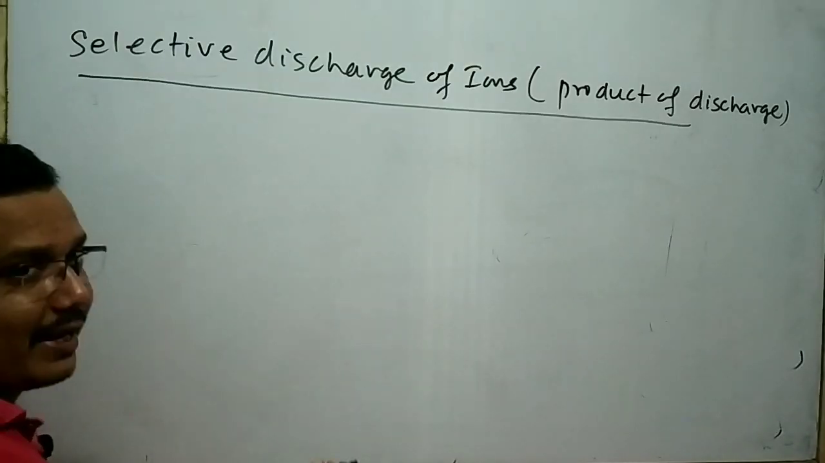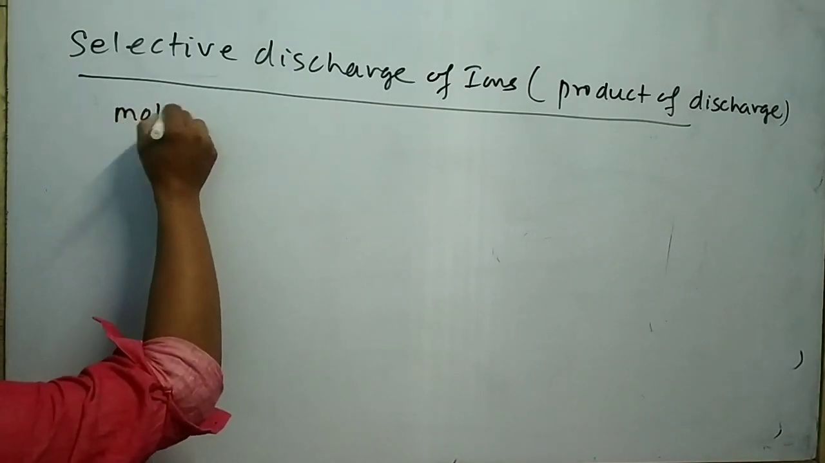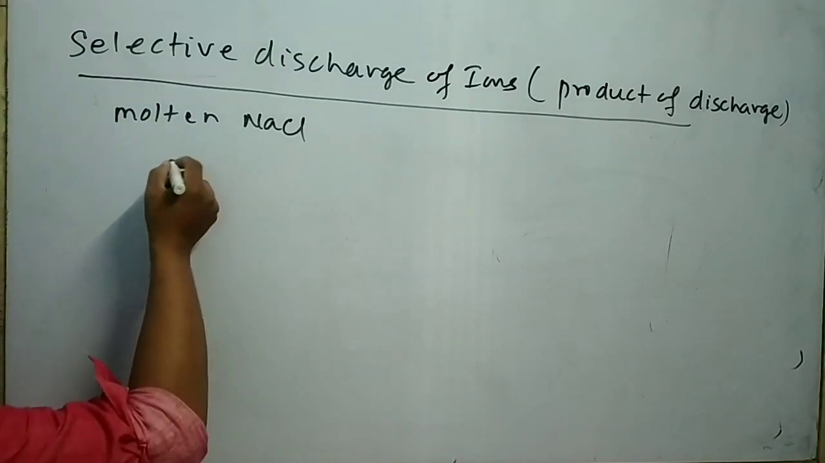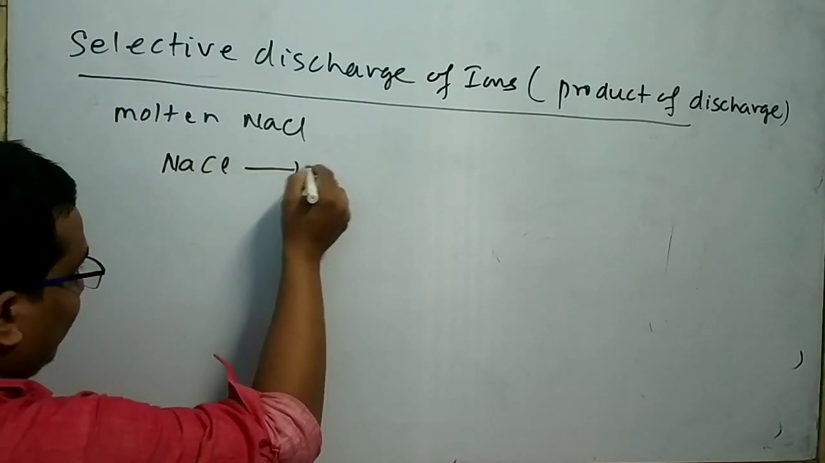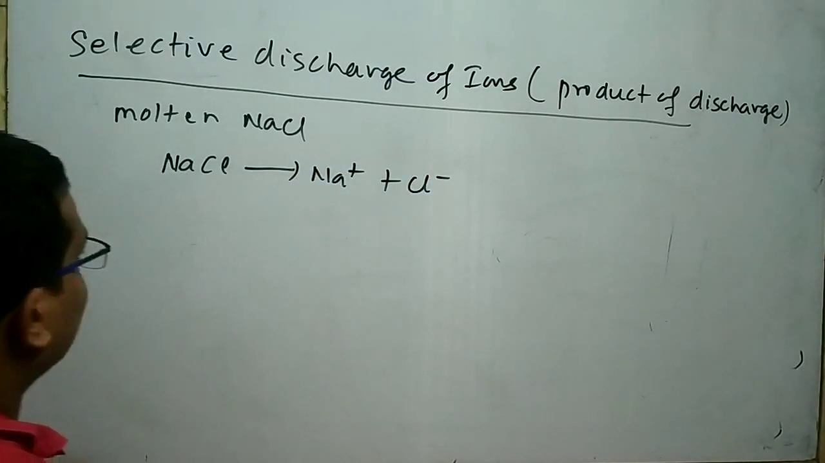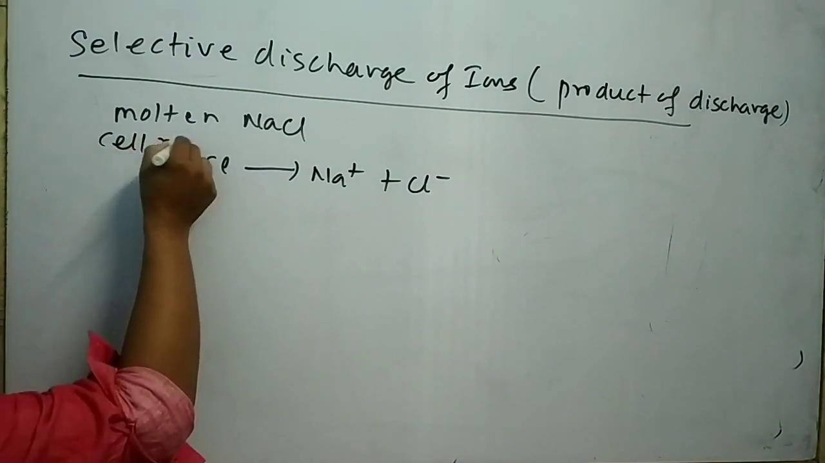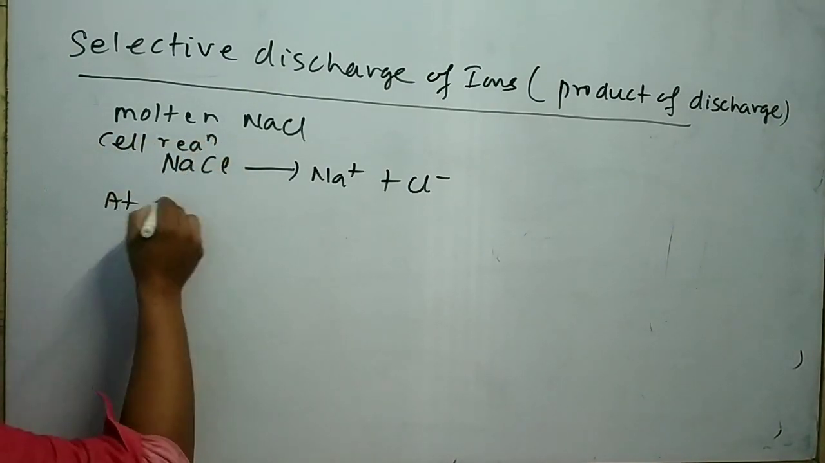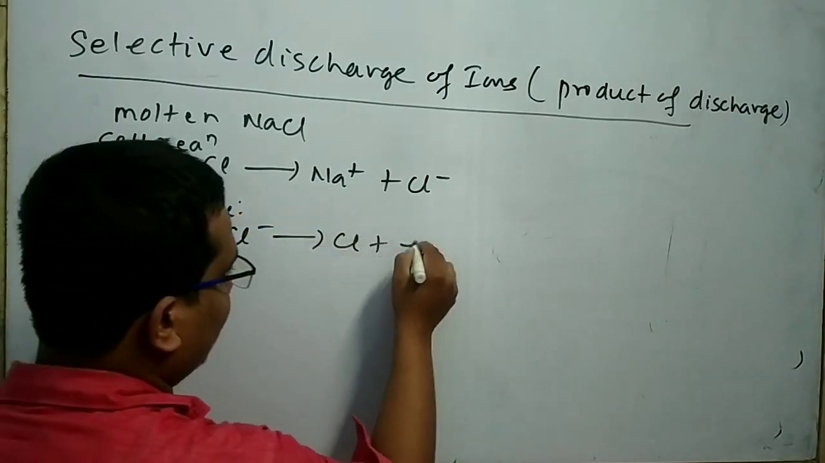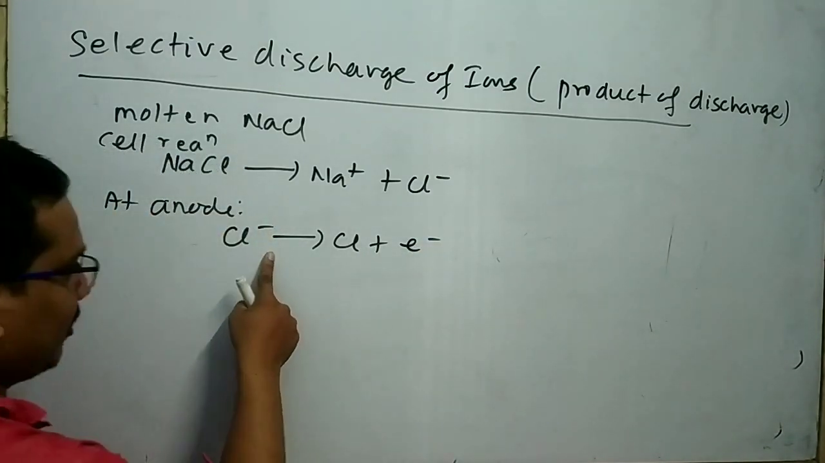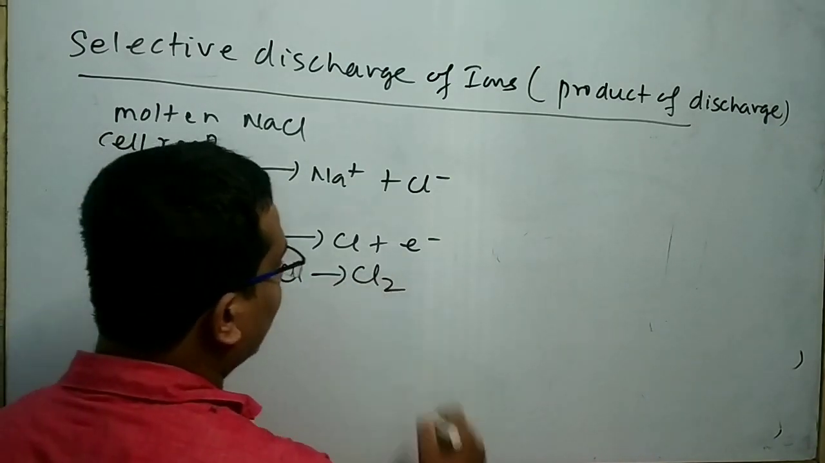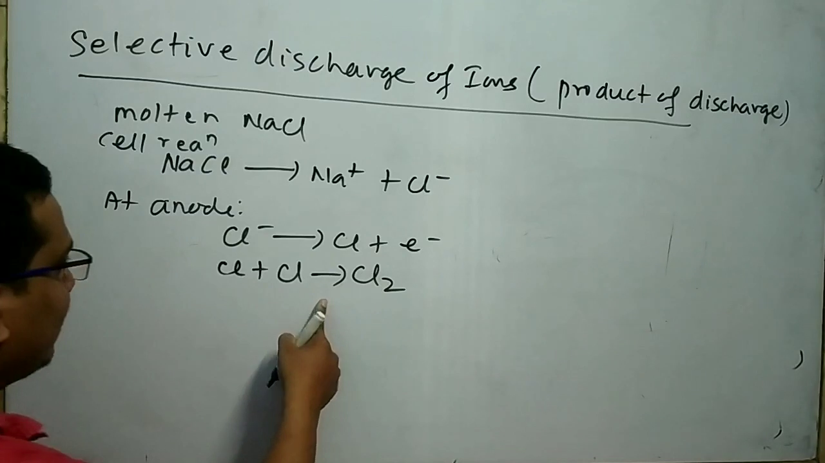Suppose I will take molten NaCl as an electrolyte. Then the molten NaCl breaks into two ions, Na+ and Cl-, by passing electrical current. This is said to be the cell reaction. At anode, I can write Cl- gives Cl plus electron. This is your primary process. Then the Cl atom combines with another Cl atom to form the Cl2 molecule. This is your secondary process.